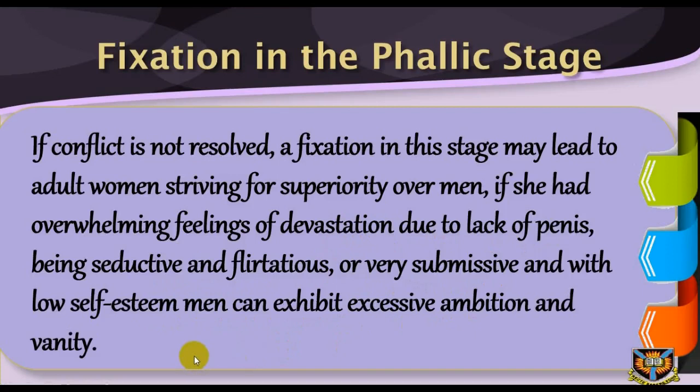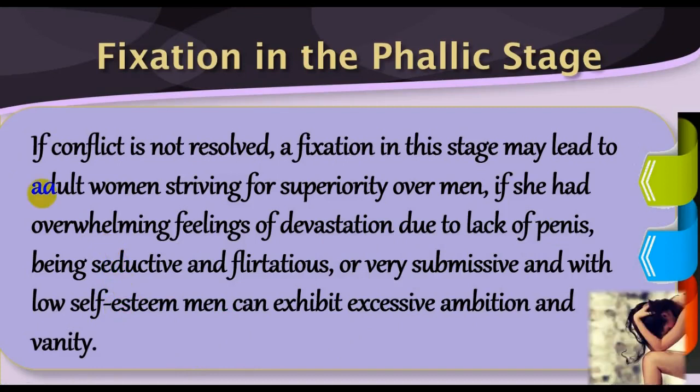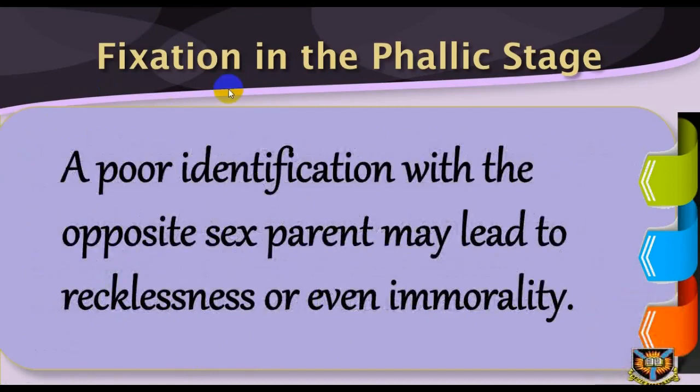Overall, the Oedipal conflict is very important for the superego development, since by identifying with one of the parents, morality becomes internalized, and compliance with rules is no longer the result of punishment fear. A poor identification with the opposite sex parent may lead to recklessness or even immorality.